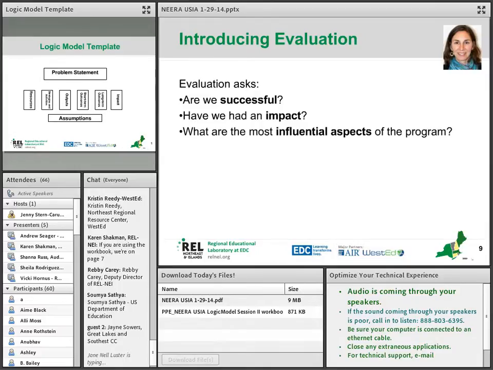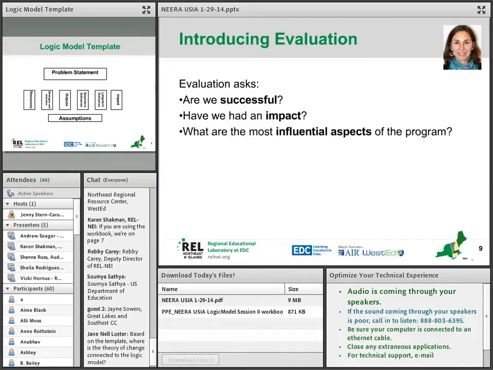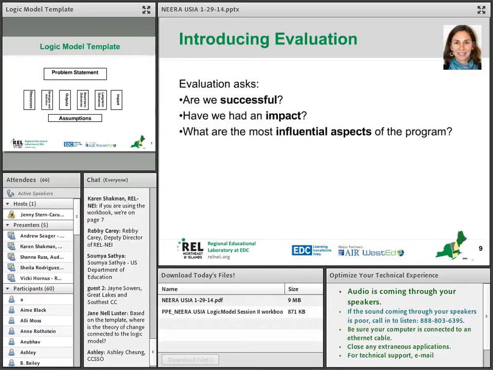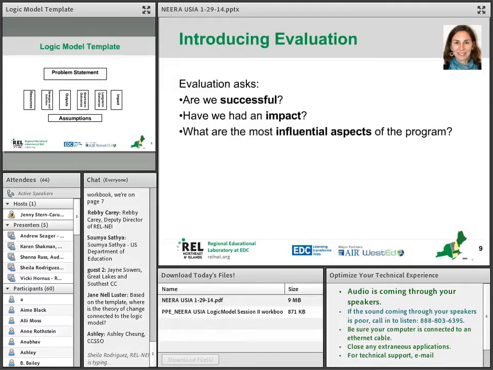Some have elements that others don't, but this is just a basic one to use as a resource as we walk through. So moving on to evaluation. At a basic level, evaluation answers the questions: are we successful? Have we had an impact? And what exactly is making the difference? What are the most influential aspects of our program?